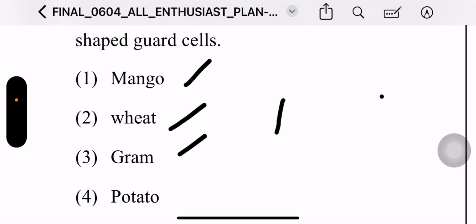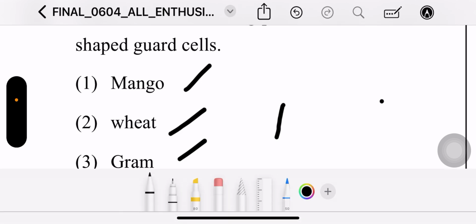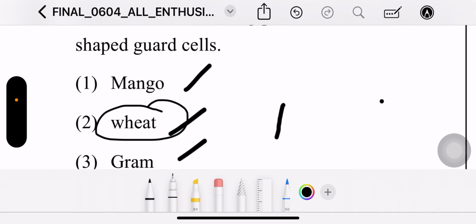So we know the knowledge that dumbbell shaped guard cells are present in the monocots. That's the reason among the four options wheat is the monocot. That's the reason the answer for this question is wheat, the monocot. Mango is a dicot, gram is a dicot, and moreover the potato is also a dicot.